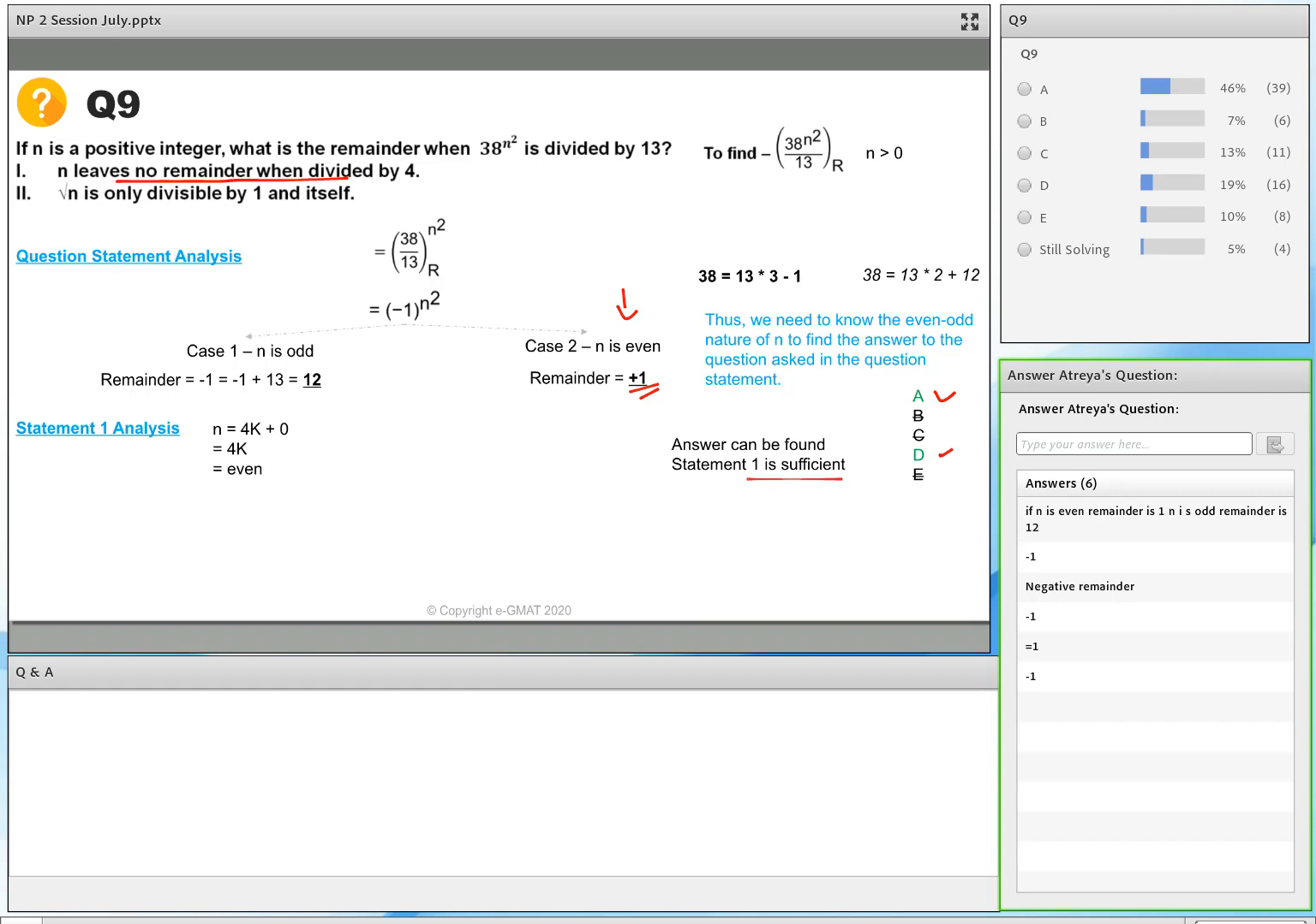The next statement. Root of n is only divisible by 1 and itself.